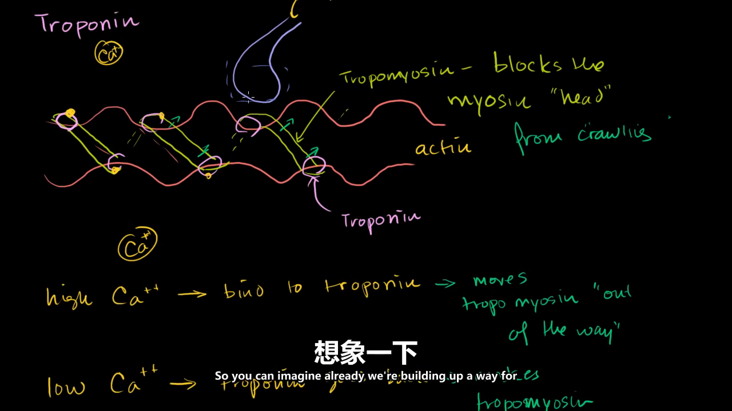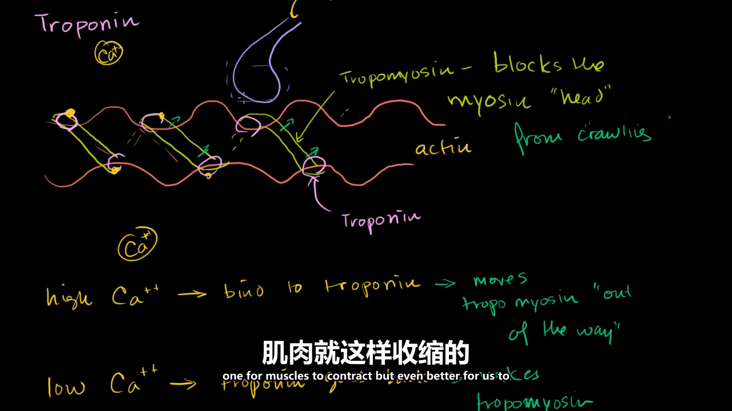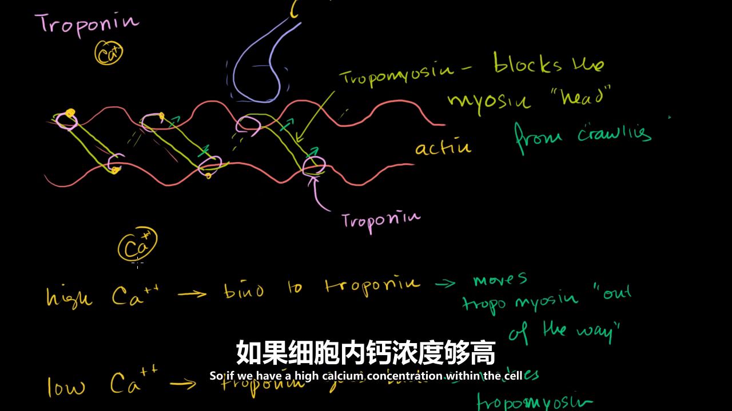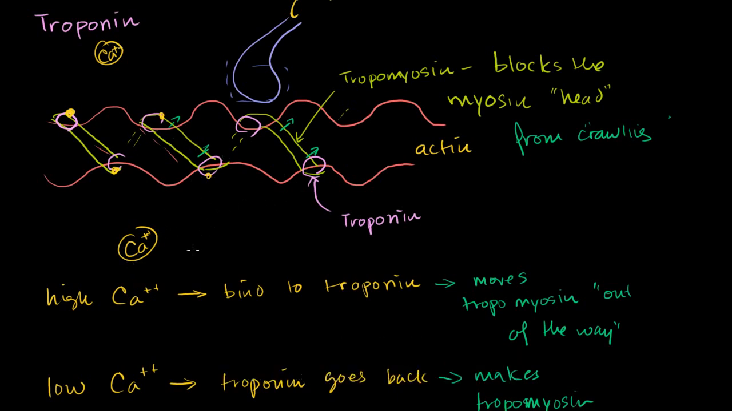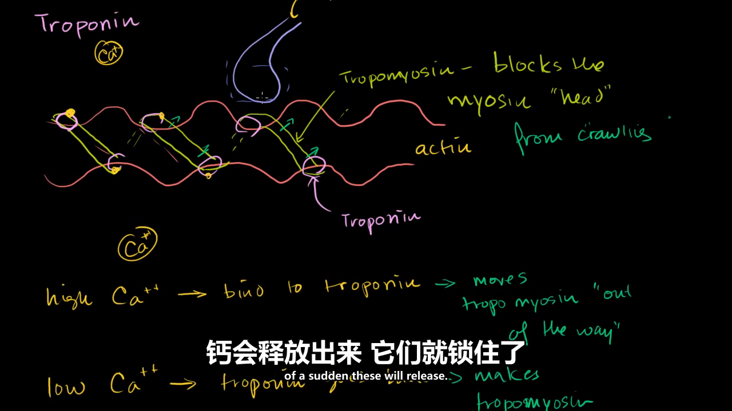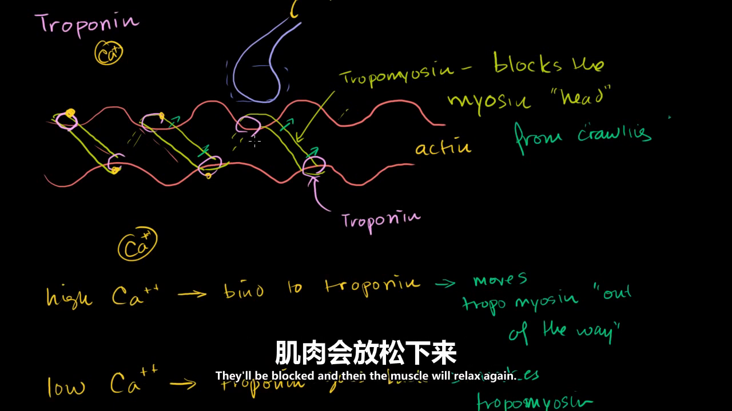So you can imagine already, we're building up a way for muscles to contract, but even better, for us to control muscles to contract. If we have a high calcium concentration within the cell, the muscle will contract. If we have a low calcium concentration again, then all of a sudden these will release, they'll be blocked, and then the muscle will relax again.